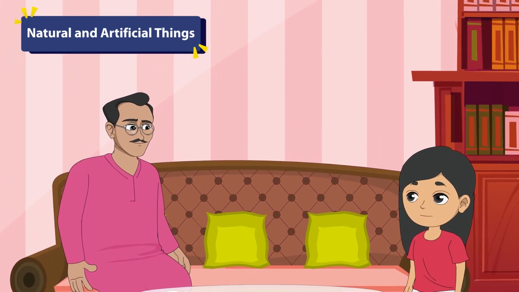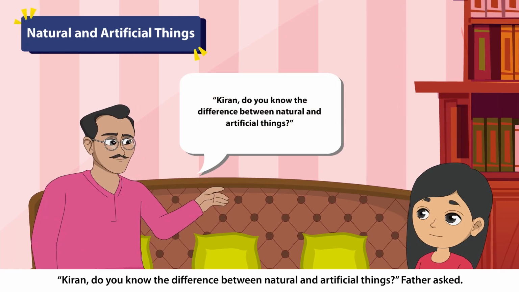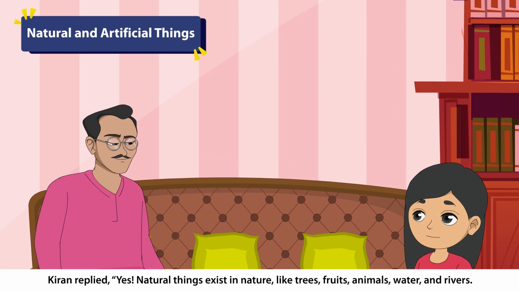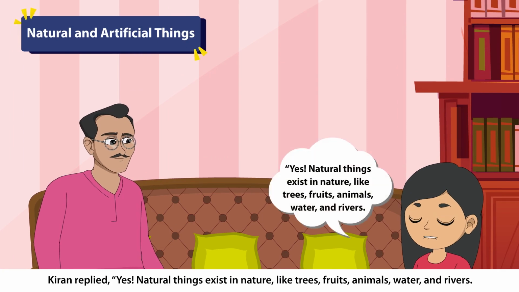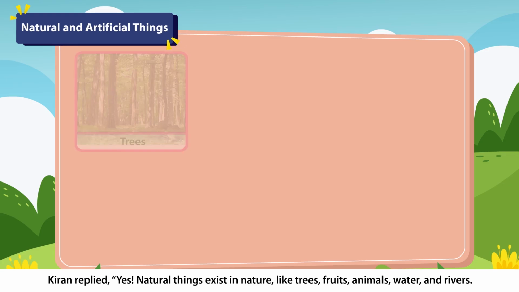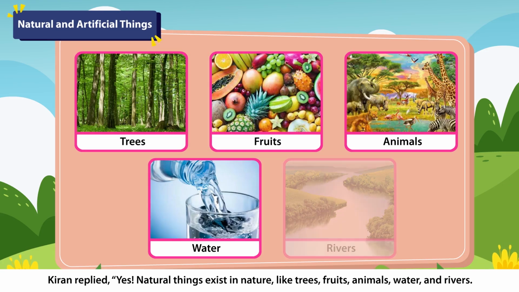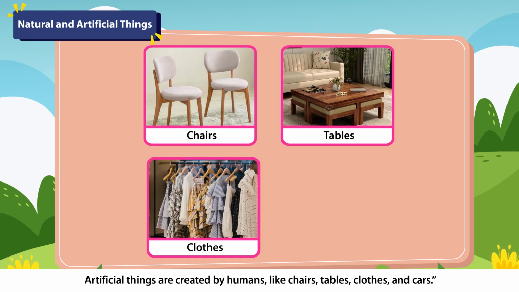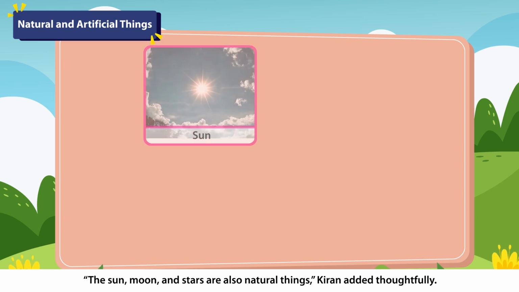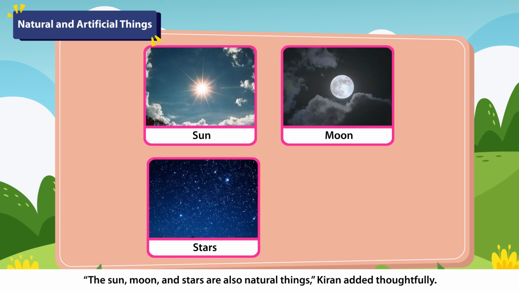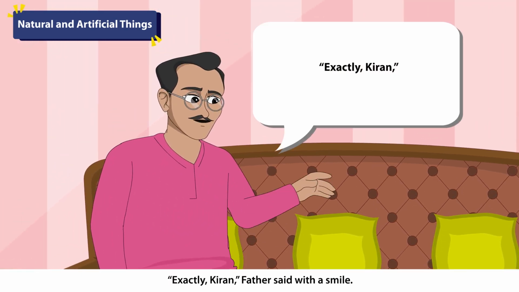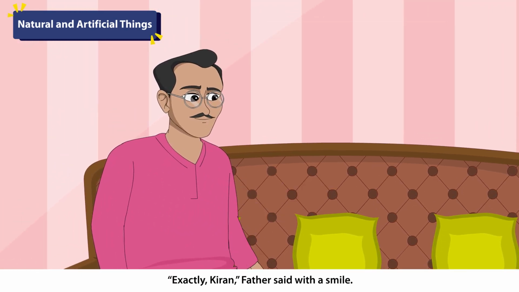Natural and artificial things. "Kiran, do you know the difference between natural and artificial things?" Father asked. Kiran replied, "Yes. Natural things exist in nature, like trees, fruits, animals, water, and rivers. Artificial things are created by humans, like chairs, tables, clothes, and cars. The sun, moon, and stars are also natural things," Kiran added thoughtfully. "Exactly, Kiran," Father said with a smile.